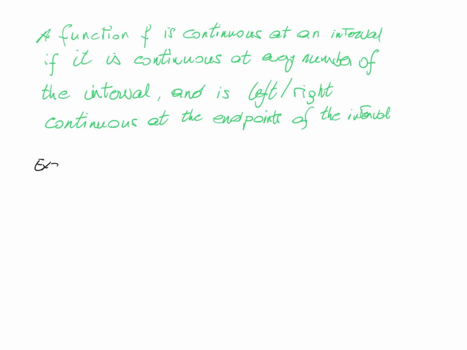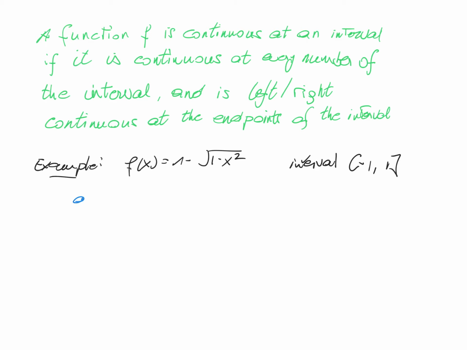For example, take a function f of x. f of x is equal to 1 minus the root of 1 minus x squared. And we look at the interval going from -1 to 1. Both endpoints are included. So to check continuity, in this case, we have to consider 3 cases. We have points which are in the interior, so between -1 and 1. And then we also have the 2 endpoints, 1 and -1.